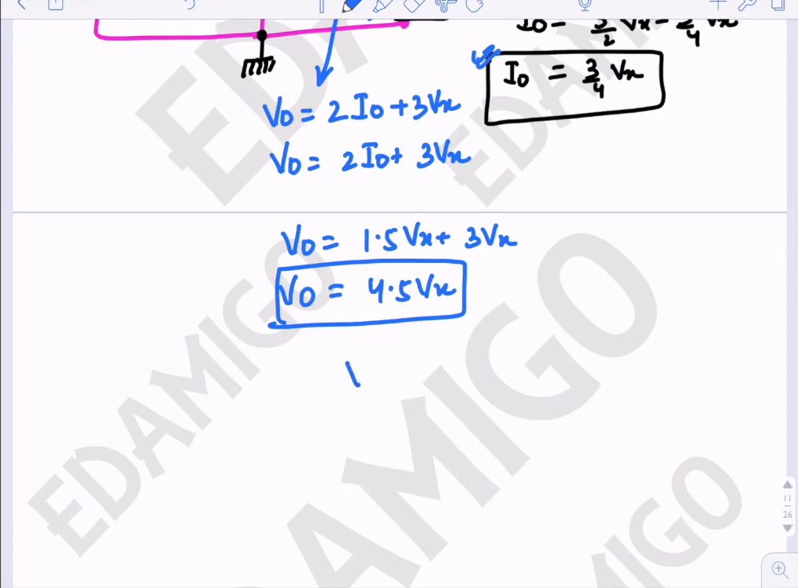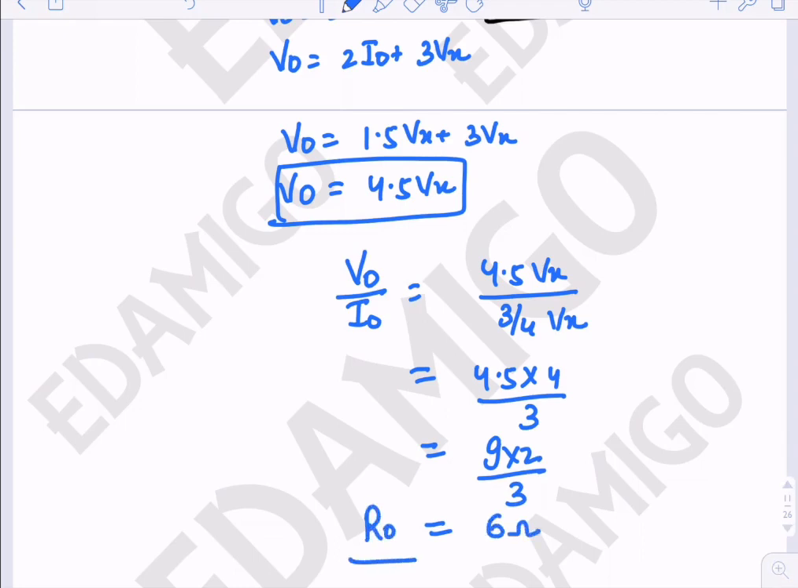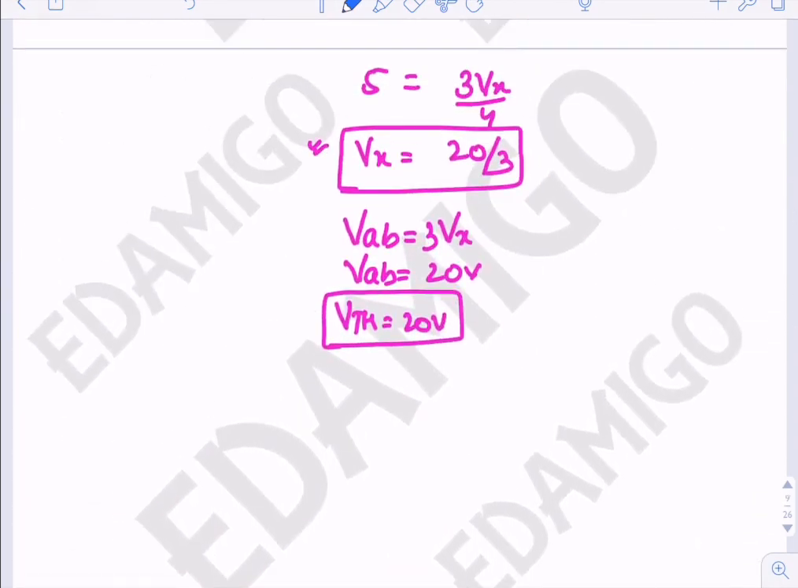Now we have V naught and I naught in terms of Vx. So V naught upon I naught is equal to 4.5 Vx divided by 3 by 4 Vx. So this will come out to be 4.5 into 4 divided by 3, 9 into 2 divided by 3, that is 6 ohms, is equal to R naught. So we can easily see that this is your RTH, that is 6, and VTH is equal to 20. Okay, so we have solved the question.